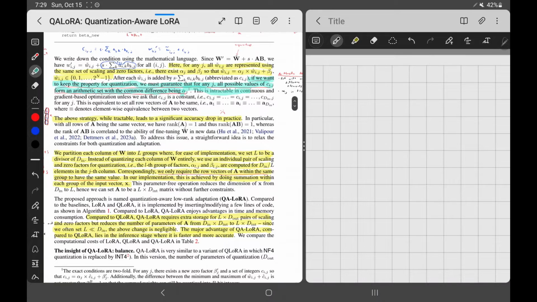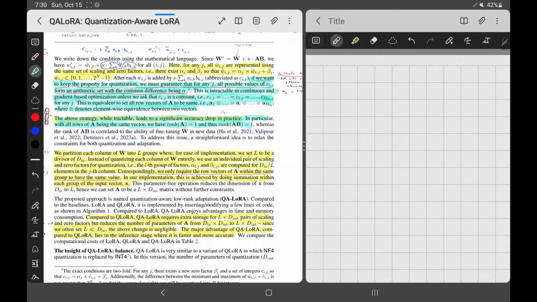However, they say this is intractable in continuous and gradient-based optimization unless we ask that Cij is a constant, i.e. they're all the same for all i, or for all j. This is equivalent to setting all row vectors of A to be the same. So you're setting all the row vectors to be the same because you need this property. And then they say the above strategy, while tractable, leads to a significant accuracy drop in practice. And that's because all the rows of A being the same vector has a rank of 1, and thus the rank of AB is 1. So that's the initial problem.